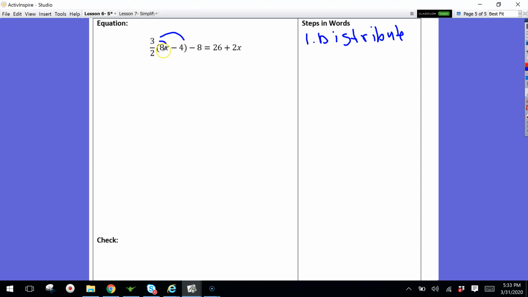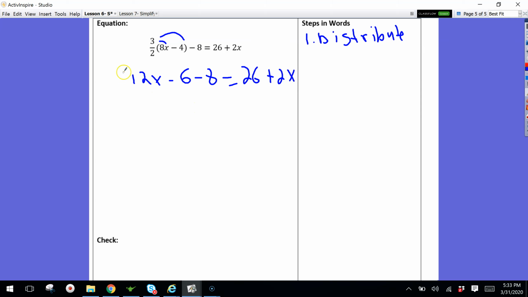So 3 over 2 times 8. Remember, I always say simplify the numerator and the denominator. Well, this is going to simplify to 4 and then multiply. 4 times 3 is 12. Again, let's do the same thing here. Negative 4 divided by 2 is going to simplify to negative 2, and negative 2 times 3 is negative 6. So notice that I'm bringing everything else down here.